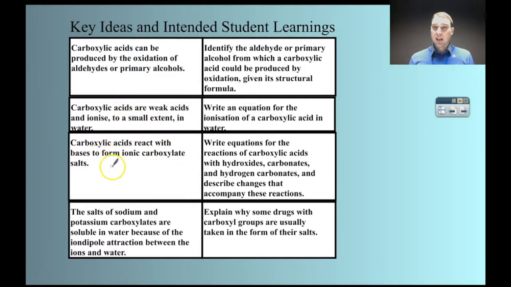Show how carboxylic acids react as acids with hydroxides, carbonates and hydrogen carbonates, and also explain what you would see if that happened. And then talk about why many drugs have carboxyl groups and how they have to be taken in the form of their salts.